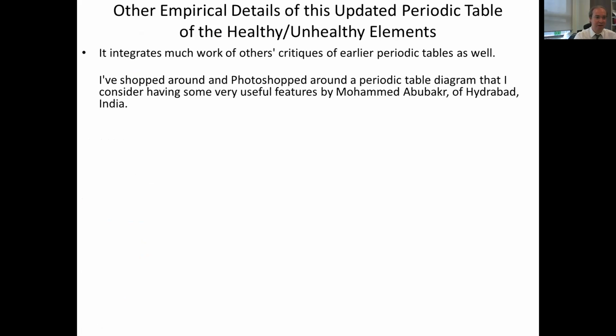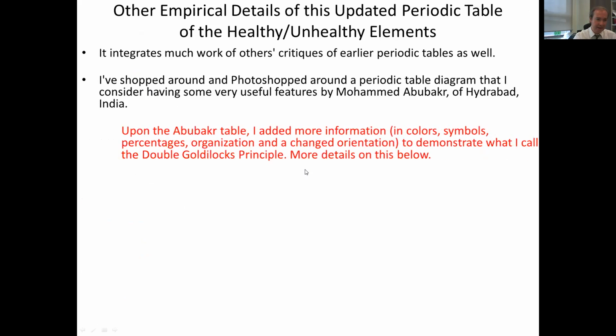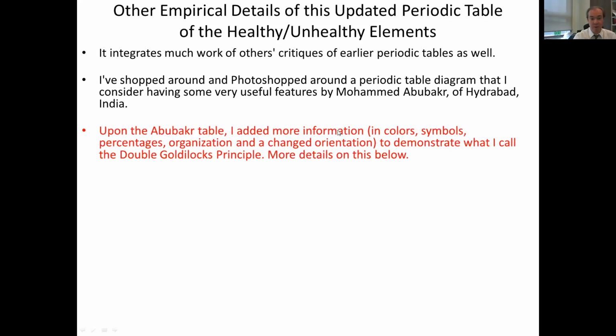Other details of this chart: it integrates much of the work of others' critiques of the other periodic tables. I've shopped around and used Photoshop for a periodic table diagram that I consider having some very useful features. I'm basing this one off a man named Muhammad Abu Bakr of Hyderabad, India. Upon the Abu Bakr table, I added more information. So I've added the colors, symbols, percentages, organization, and even changed the orientation, because I think that Abu Bakr's chart can indicate a lot more things than he thought.